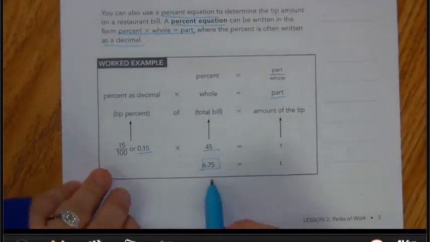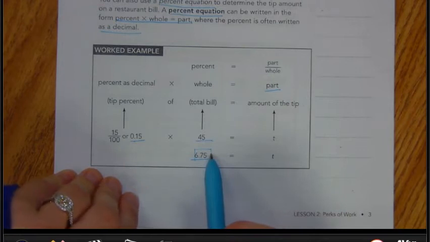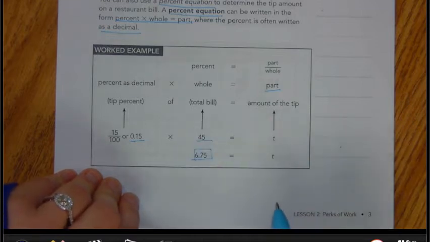Now, this is not what you would leave in all. This is how much you're going to leave in your tip. So if you are asked the question, how much do they pay after tips, that's when you're going to add this back to the 45 to get your final answer.